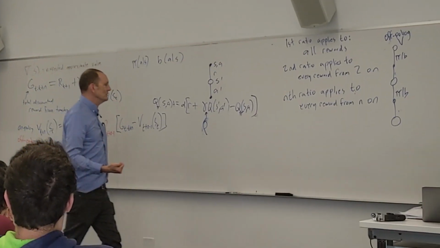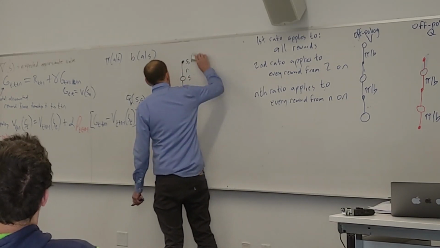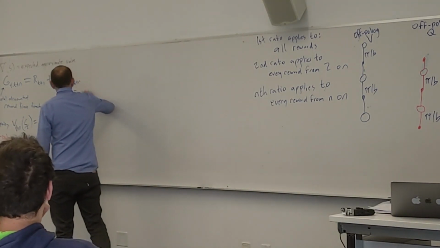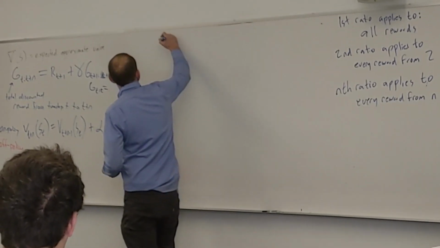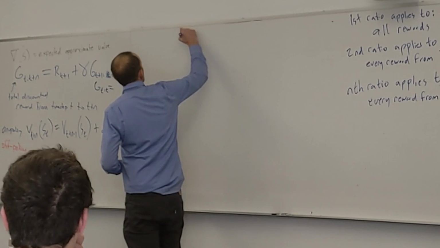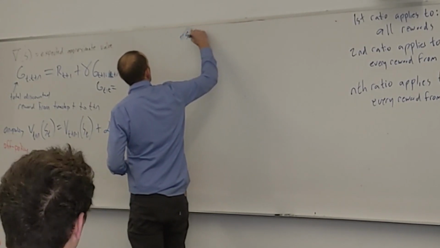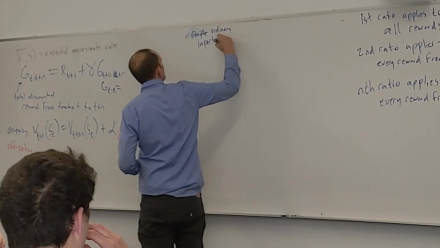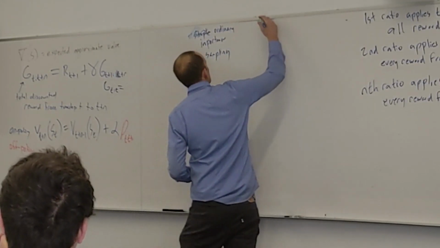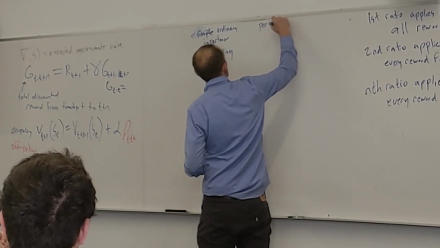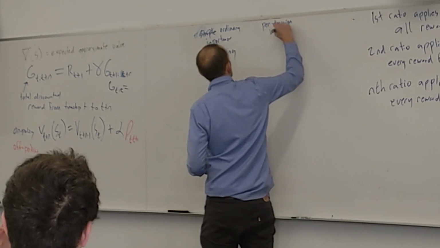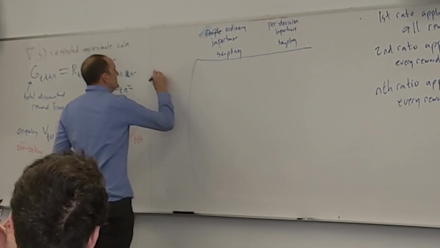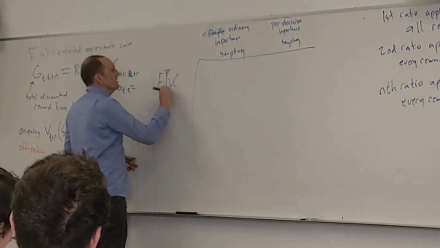I want to reiterate, why do we do per decision importance sampling? Does it change the expectation of the value? So this is, let's call it simple importance sampling. No, that's not what we call it. We call it ordinary importance sampling. And then we have per decision importance sampling. And so the question is, what happens to the expectation?